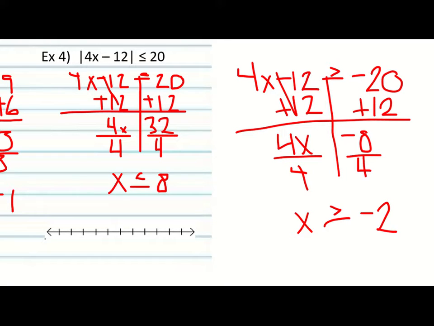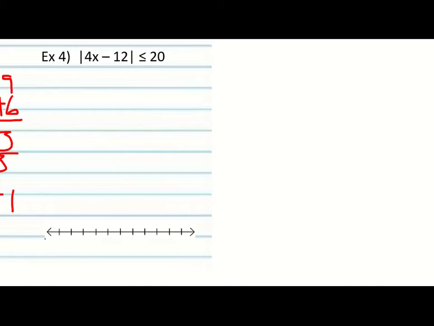So once I get my inequalities, then I want to graph it. So I'm just going to put a negative 2. I'm going to put an 8. These are or equal to, so both of them get a closed circle. And then I need to shade, so I'm less than 8, but greater than negative 2. So that would mean we're shading right between these two numbers. And that would be the solution to the problem.